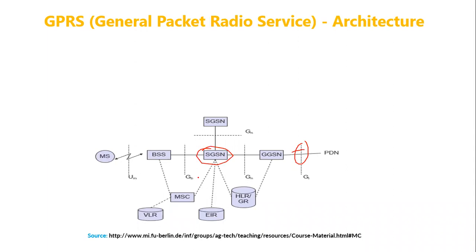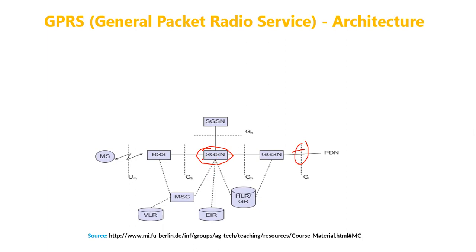The SGSN will request the user address from the GPRS register. The GPRS register is called the GR, and it keeps track of the individual mobile station's location. It is also responsible for collecting billing information and performs several security functions such as access control.